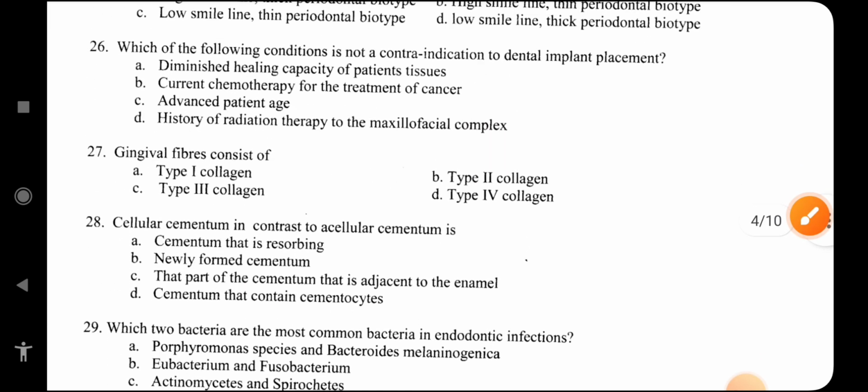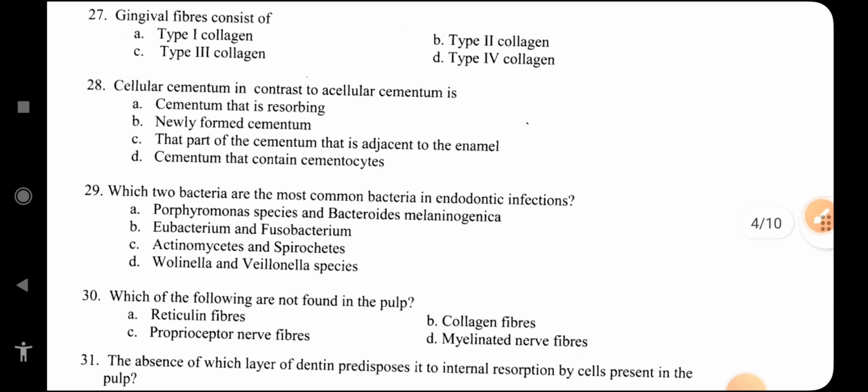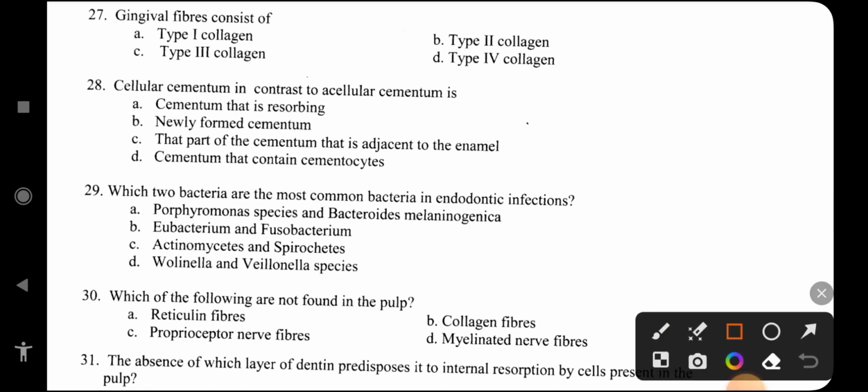Next question is, gingival fibers consist of, options are type 1 collagen, type 2 collagen, type 3 collagen, or type 4 collagen. And the correct answer is type 1 collagen. Gingival fiber consists of type 1 collagen.